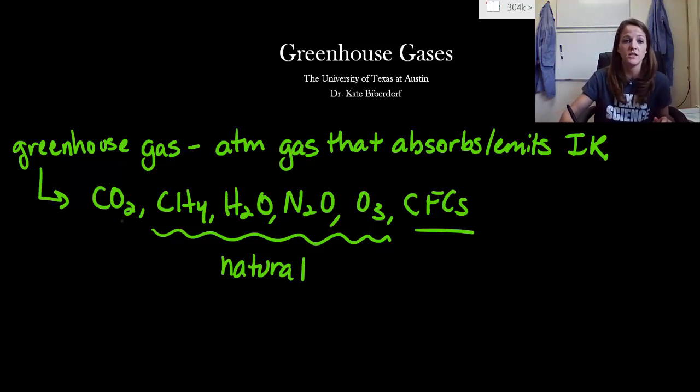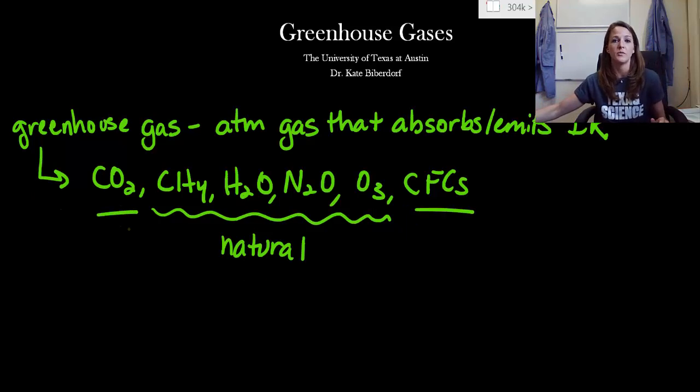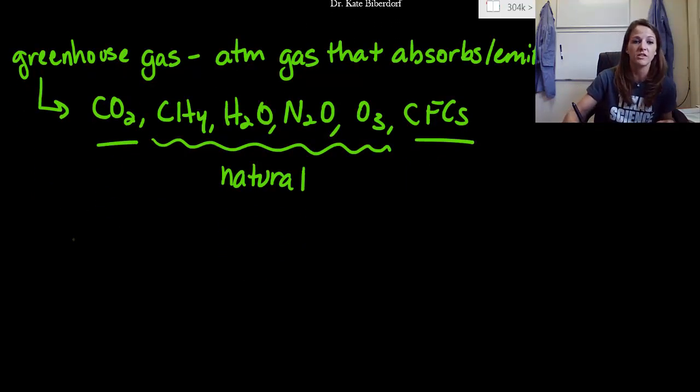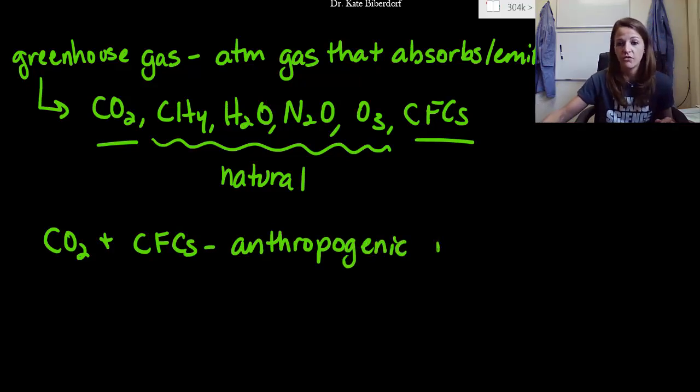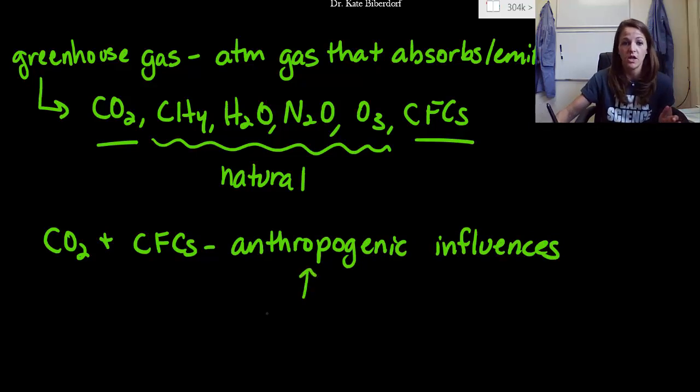Now CFCs and CO2 also have a little bit of human influence, but we have a specific word we like to use when we discuss this. So for CO2 and CFCs, we say they have anthropogenic influences. So in other words, they have human influences, but you need to be super comfortable with that word.